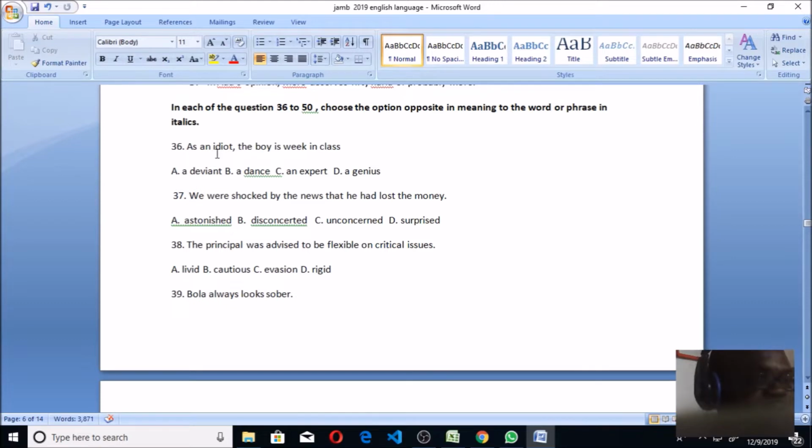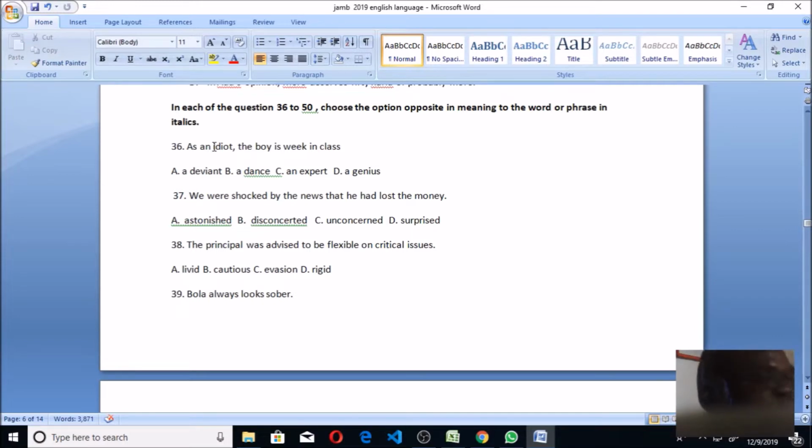Let's get rolling immediately. In each of the questions 36 to 50, choose the option opposite in meaning to the word or phrase in italics. As an idiot, the boy is weak in class. The options are A, deviant; B, a dunce; C, an expert; D, a genius. So which of the following words is opposite in meaning to the word idiot?